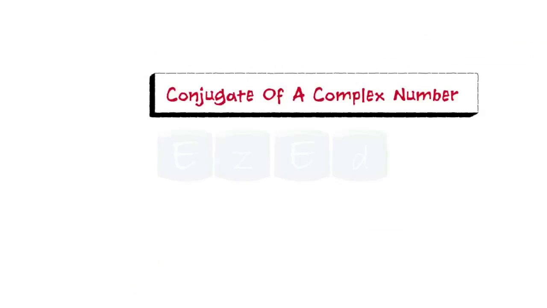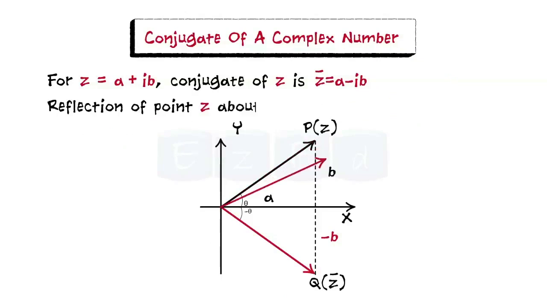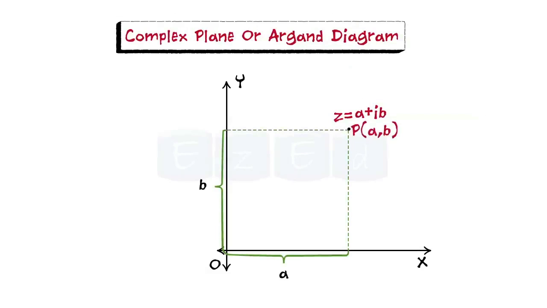Let us now understand the meaning of conjugate of complex numbers. For z equal to a plus ib, the conjugate of z is z bar equal to a minus ib, which is nothing but the reflection of point z about the x-axis. Let us now see how a complex number is represented graphically. A complex number, a plus ib, can be represented as an ordered pair (a, b), and thus as a point in a plane known as the complex plane or Argand diagram. Here, the x-axis is called the real axis, while the y-axis is the imaginary axis.